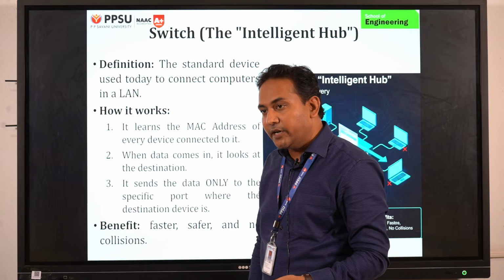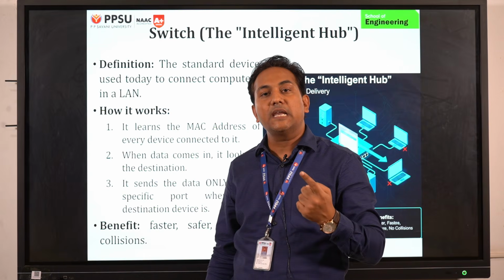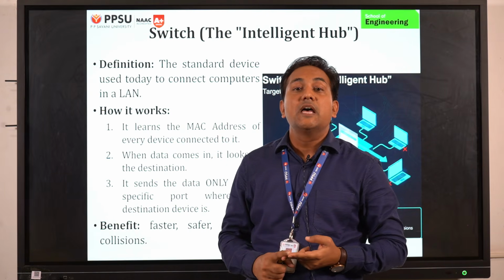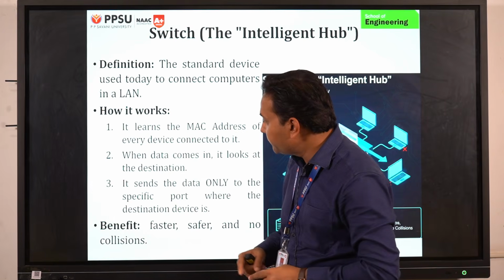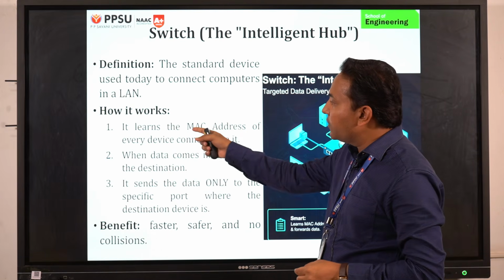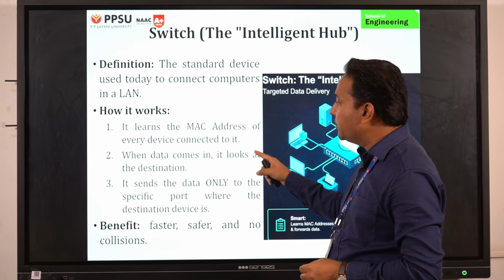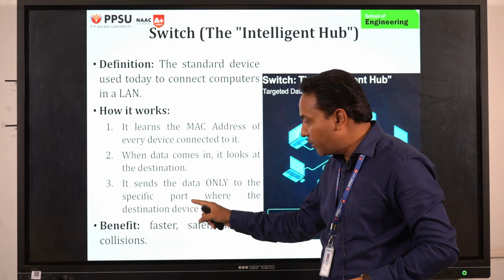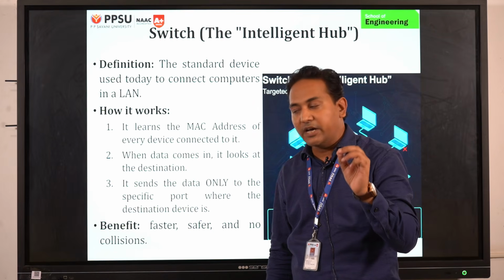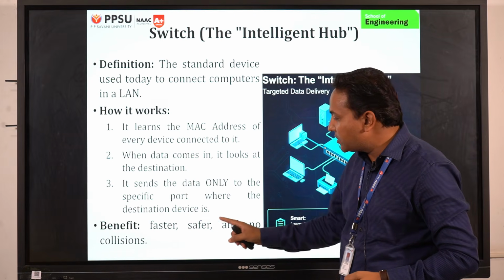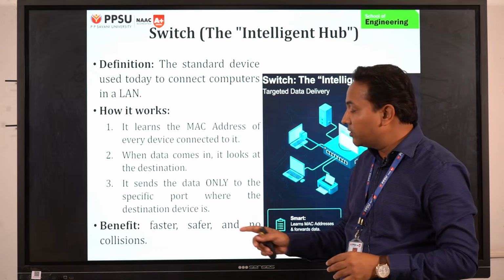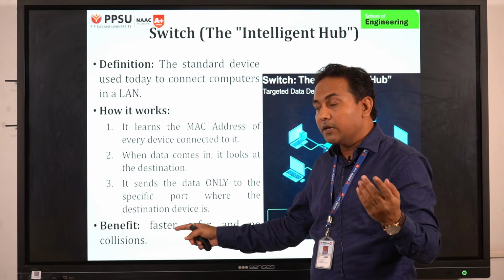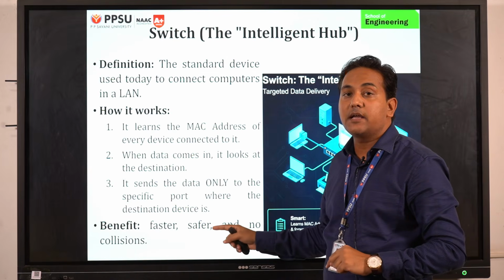In our computer network course lab session, there is one practical, ARP, Address Resolution Protocol, where you see how this MAC register gets registered in different devices, right. So this is how it works. It learns the MAC address. When the data comes in, it looks at the destination address. It sends the data only to the specific port where the destination device is connected. So these are the benefits: faster, safer, and no collision, because these were the limitations of a hub. Now it's an intelligent hub, so these are the benefits.